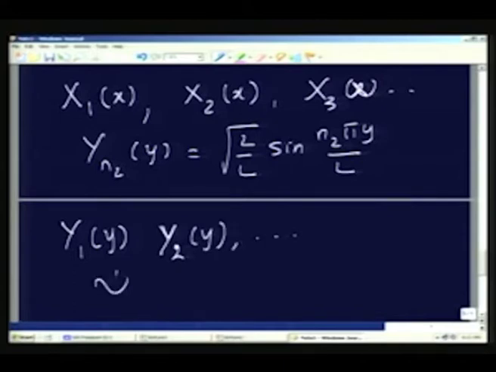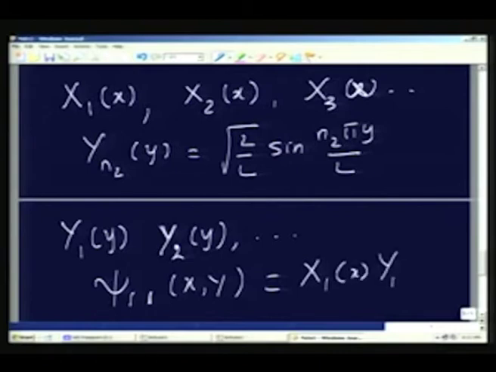Therefore the wave function psi, which is a function of n1 and n2, let us take the first one, namely n1 is 1, n2 is 1, x comma y is obviously the product of X1 of x times Y1 of y. You remember that this is a half sine wave, this is a half sine wave, both these half sine waves you plotted in the last lecture in one dimension.